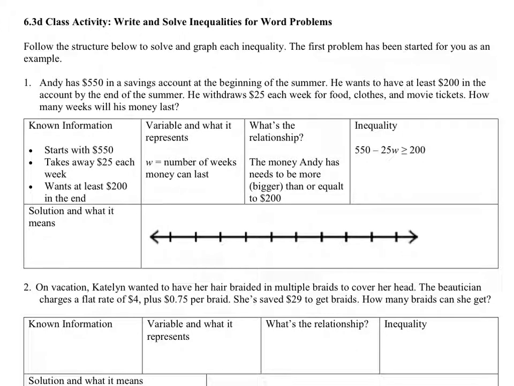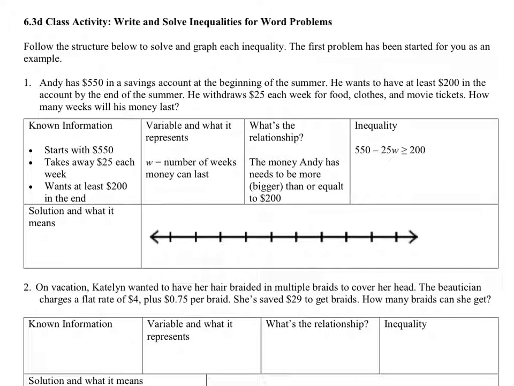Follow the structure below to solve and graph each inequality. The first problem has been started for you, which was extremely kind. Andy has $550 in a savings account at the beginning of the summer. He wants to have at least $200 in the account by the end of the summer.